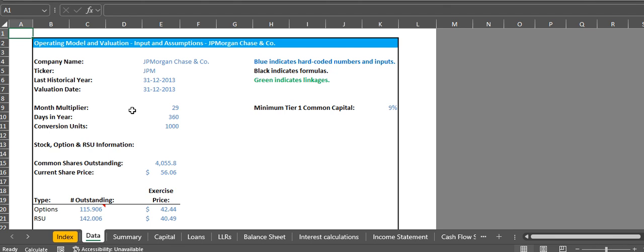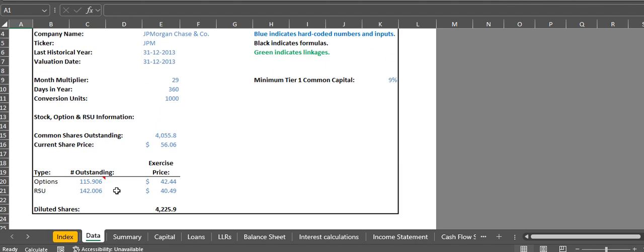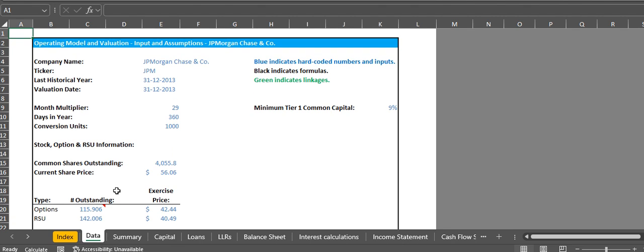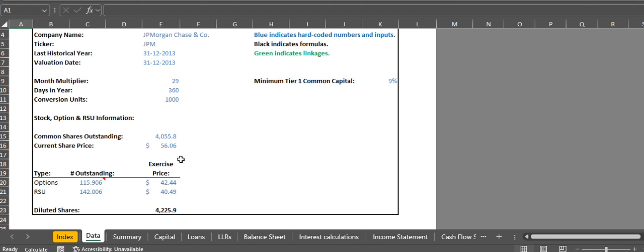Monthly multipliers, days in the year, conversion rates, and the stock options and RSU information. Then we have the common shares outstanding and the current share price. Then we have the options, RSUs and diluted shares. Blue indicates the hard-coded numbers and inputs, black indicates the formulas, green is for the linkages, and then the minimum tier 1 common capital, etc.